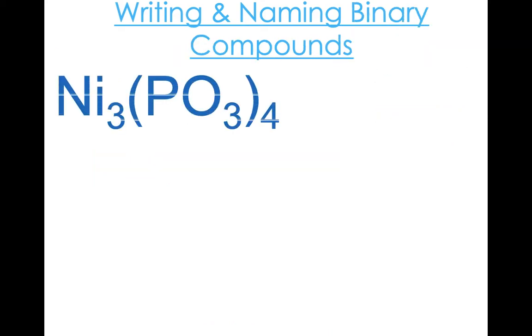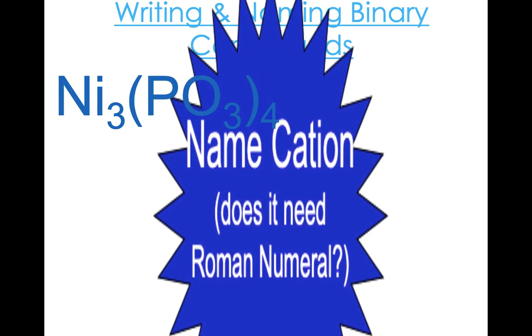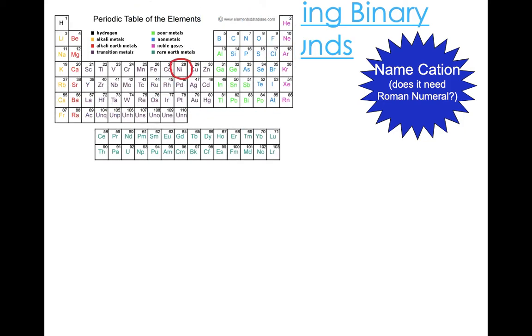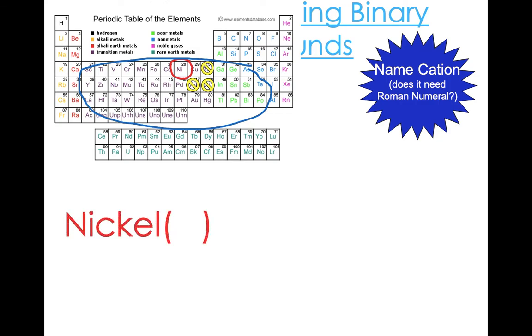We have two more examples, and we're going to go the opposite way now. We have a formula, and we need to name it. We're just going to start by naming first the cation. We'll start with nickel, and knowing its location, it does need a Roman numeral. For now, we're going to just put it in and leave a blank spot for the parentheses. We'll leave the parentheses there, but just leave them blank until we can go back and figure out whether it was reduced or not.